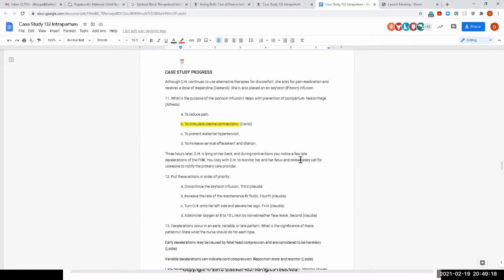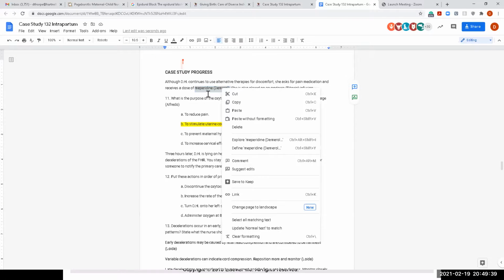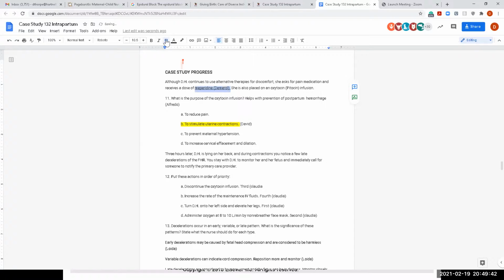So although DH continues to use alternative therapies for discomfort, she asks for pain medication and receives a dose of Demerol. She is also placed on oxytocin infusion. That we would use now. Have you guys seen other choices? Well, now a lot of them are getting epidurals, but if you were going to give them something IV push, what do you think they would give?